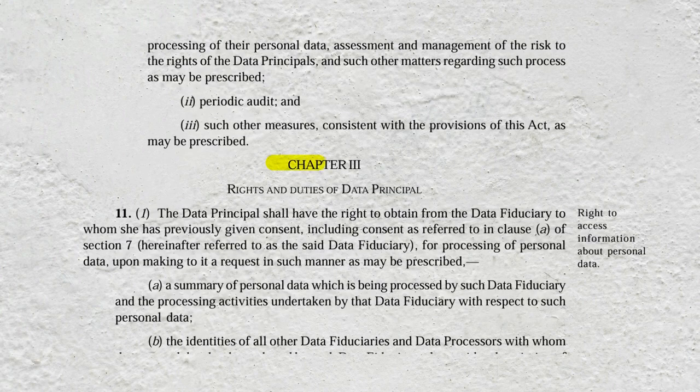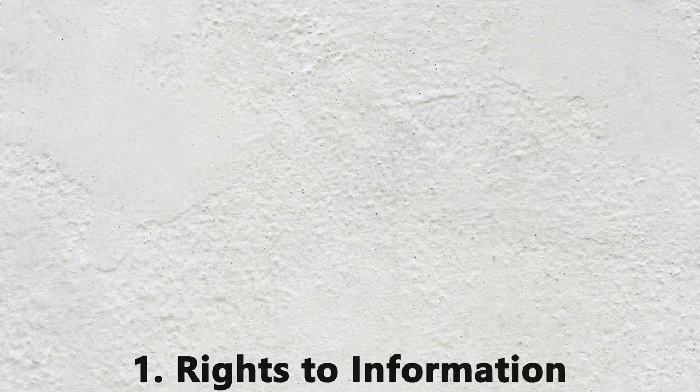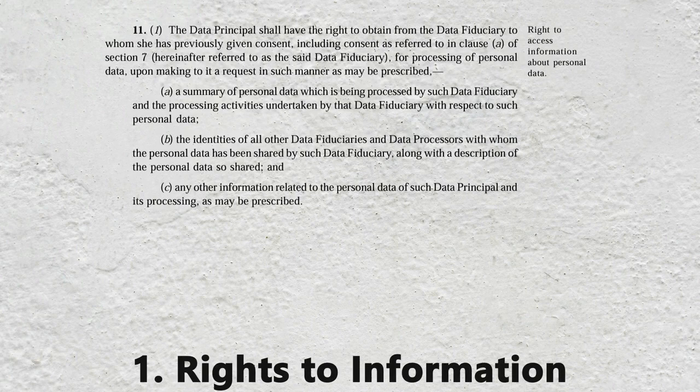Now let's explore the rights that we have under this Act. Chapter 3 lists down the rights we have under this Act. Number 1, right to information. You have the right to obtain information about the processing of your data, including what data is being processed, what data is being used, and who is the fiduciary.